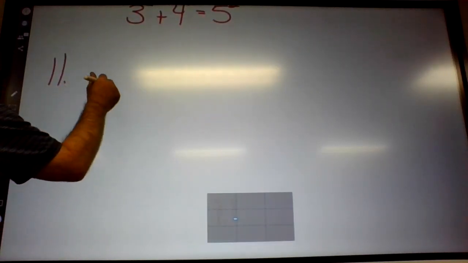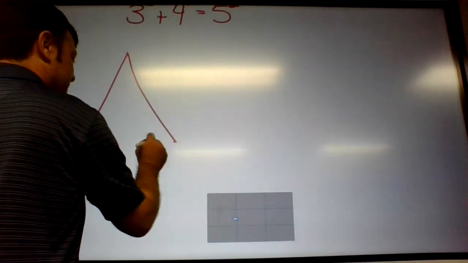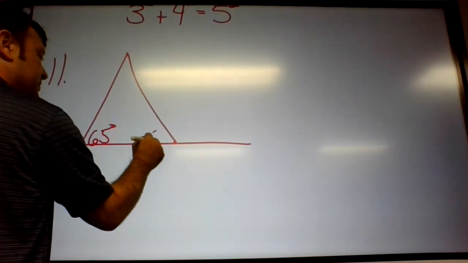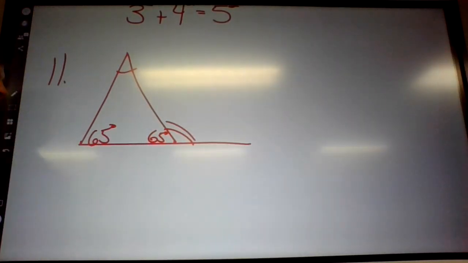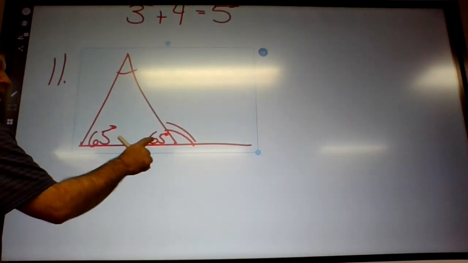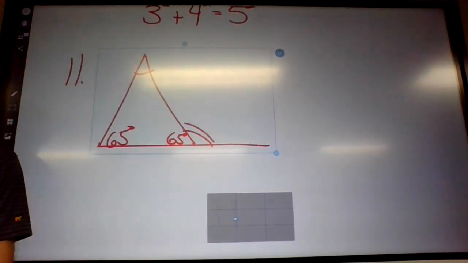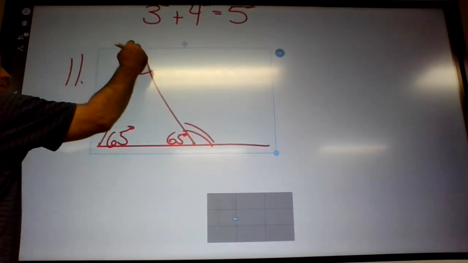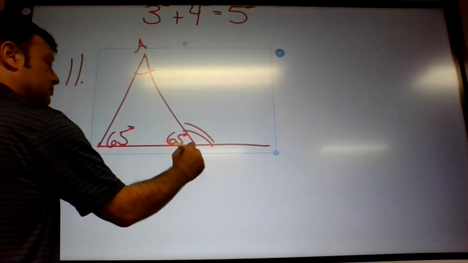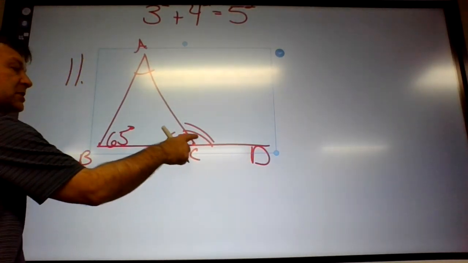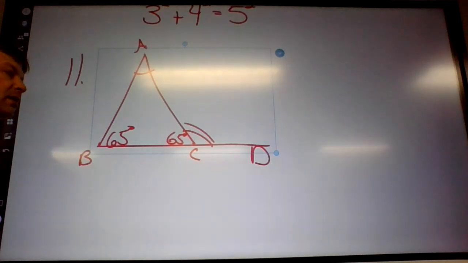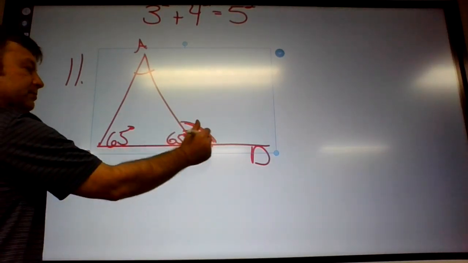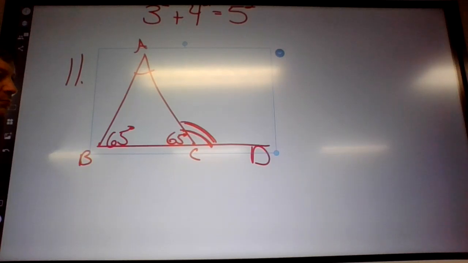Alright, and then on 11, we're just finding the missing angles, basically. So we got a 65, a 65, and we got these two angles. So if this is 65 right here, how could I find this angle? 65. This angle right here. Corbin, how can I find this angle? By adding 65.